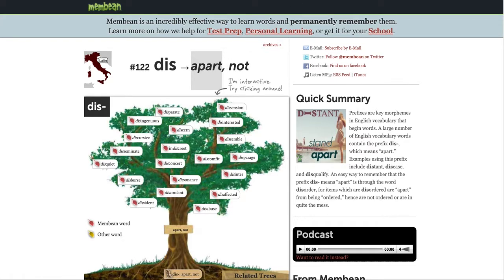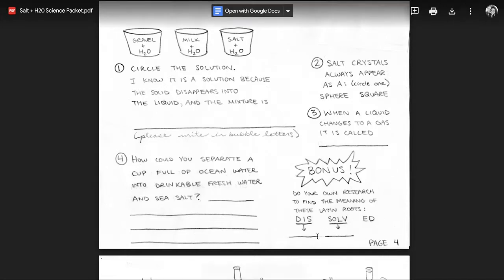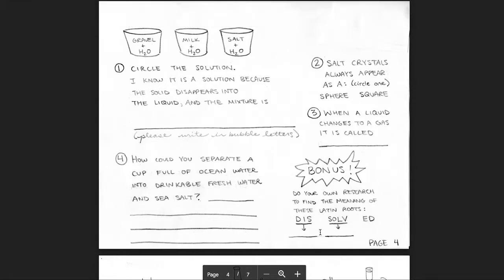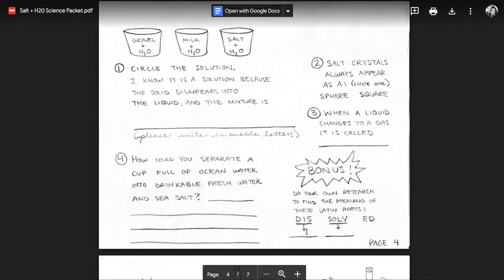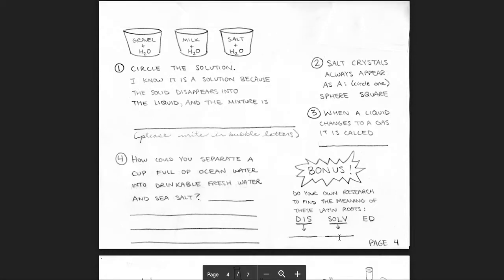And then for here, remember, our big question is dissolved. What does that mean? So right here under dis, let's put apart. I remember that water is like a magnet. Apart. And then solve, S-O-L-V, means to loosen. Loosen. Okay. Coming back here, so really dissolved means to loosen apart something. And that makes perfect sense because think about what happens when I dissolve salt in water. Those magnet water molecules pop them apart. They loosen them apart.